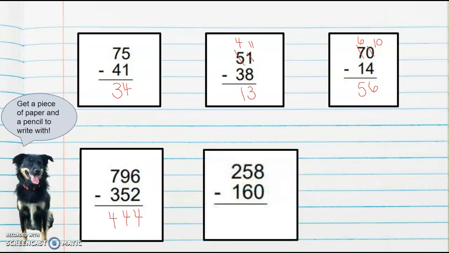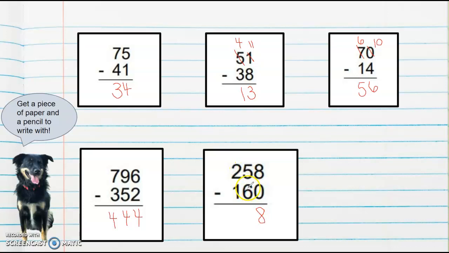Let's do the next one. Pause the video here. Go ahead and write down your numbers in your journal. 258 minus 160, and play the video whenever you're ready to solve it. 8 minus 0. Okay, if I have 8 apples and I take away 0, I still have 8 apples.